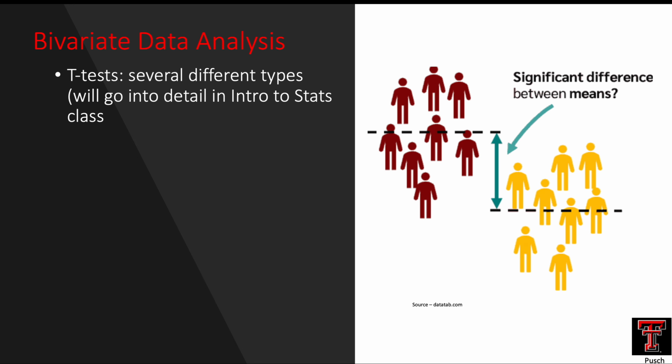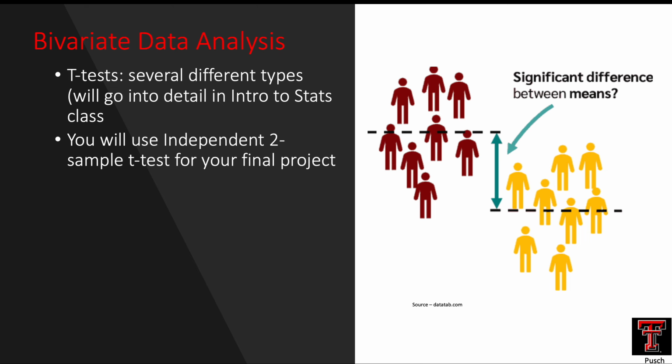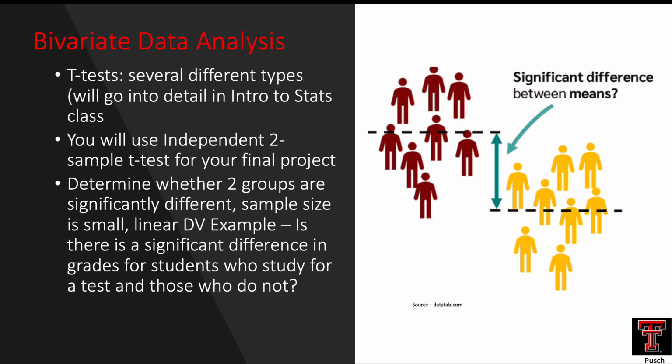Okay, so t-tests. So there's several different types of t-tests. This is kind of beyond the scope of this class. You're going to learn about this in 3391 if you haven't already taken it. But if you are doing a quantitative project, you will be required to do an independent two-sample t-test for your final project. So this determines whether two groups are significantly different.